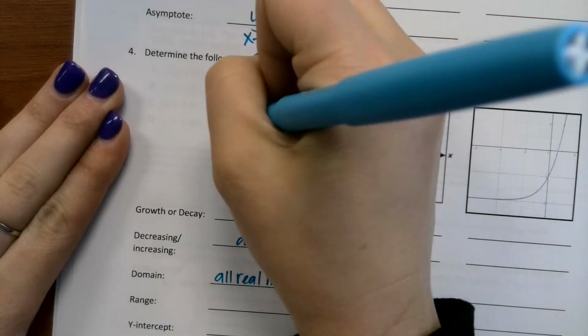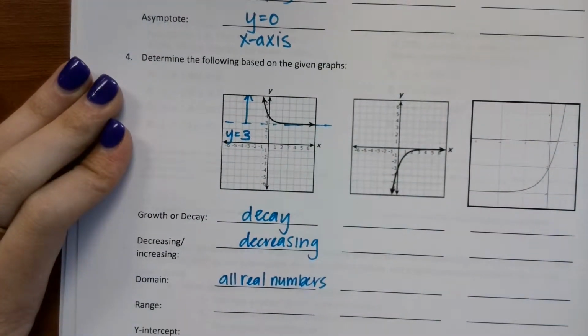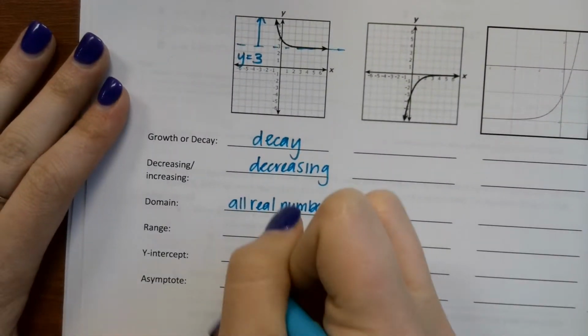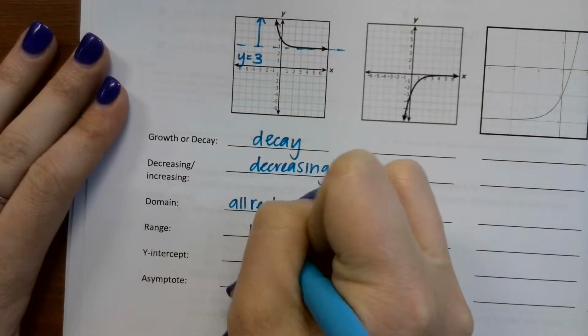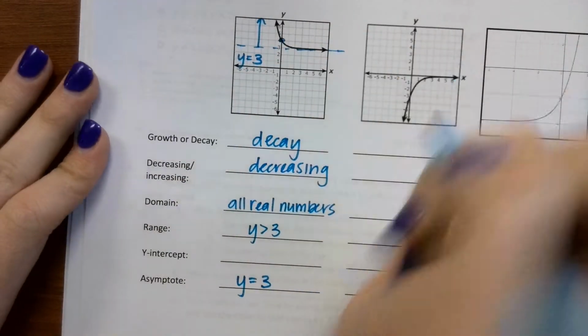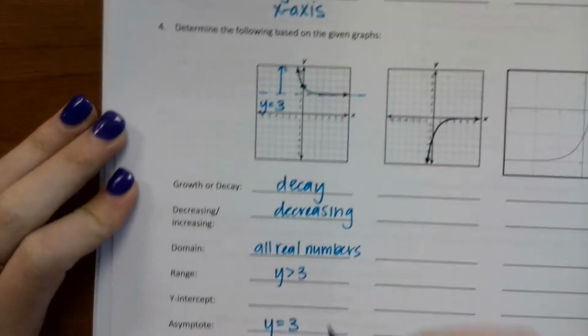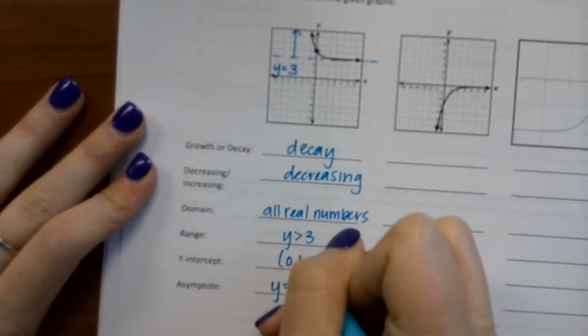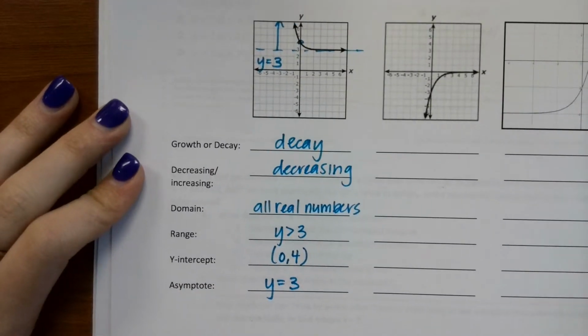This asymptote value is going to be my minimum value for y. All my y values will be greater than that. So my range is y is greater than 3. My y-intercept, the point where the graph crosses the y-axis, is at 0, 4. I'm going to let you guys do the other two on your own.